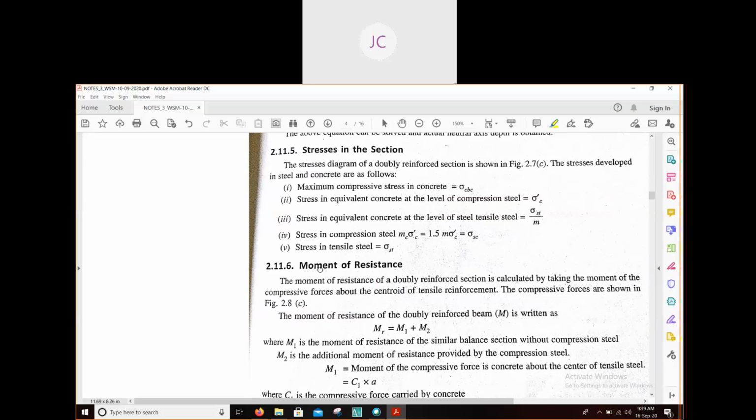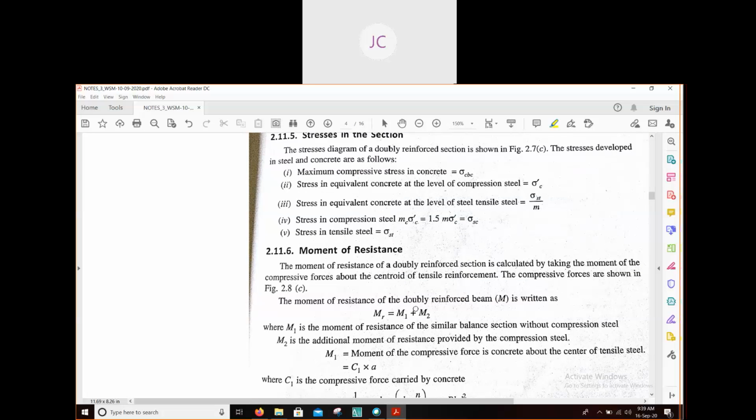Now the moment of resistance of a doubly reinforced beam is written as MR equal to M1 plus M2. So what is this M1? M1 is the moment of resistance of a similar balanced section without compression steel, or indirectly you can say that M1 is the amount of bending moment that will be resisted by a single reinforced beam. And M2 is the additional amount of moment for which we have to provide reinforcement.